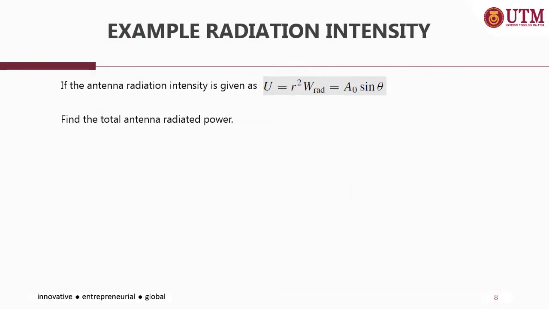Okay, let's look at an example on radiation intensity. The question is, if the antenna radiation intensity is given as U equal to r squared times the radiation density, A naught sine theta, find the total antenna radiated power. In this case, the question asks you to calculate P rad, or radiated power. I would recommend you write down the general equation before you put in any values or solve for the final answer. From the previous slide, we know that P rad equals the integration of U dΩ, the unit solid angle.